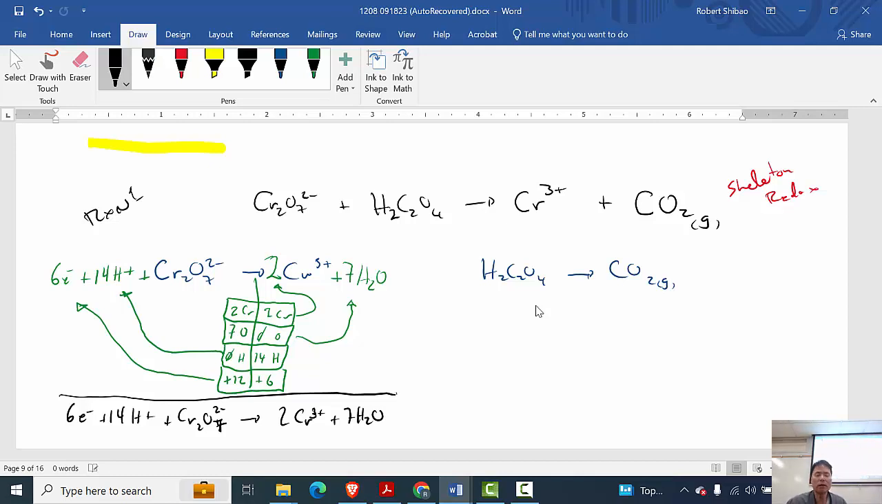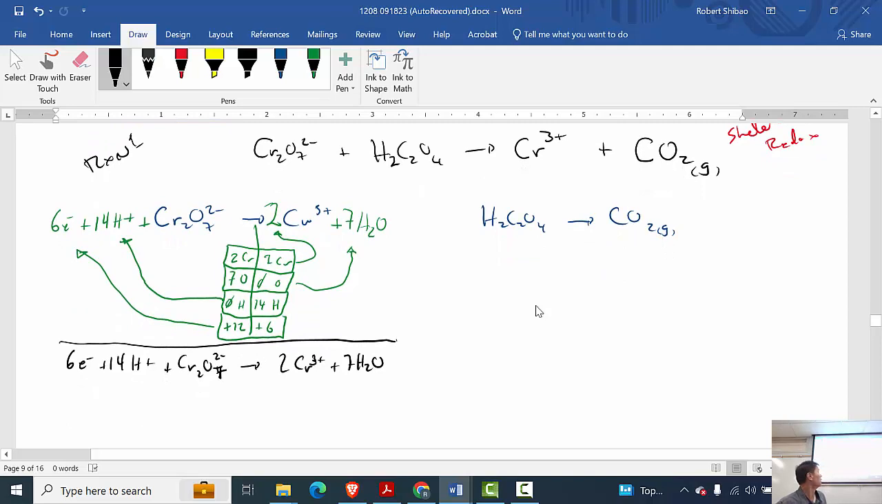Okay, I want to check to see if I made any mistakes here. And so when we check this, we check for atom balance. 14 H's, 7 times 2 is 14 H's, 2 chromiums, 7 oxygens, 7 oxygens. So the atoms are balanced. In addition to checking for atom balance, we have to check charge balance. So 6 electrons is minus 6 plus 14 is going to give us plus 8. Plus 8 minus 2 is going to give us plus 6. So I have plus 6 on the left, and then 2 times plus 3 is plus 6 on the right. Water's neutral. And so this is balanced. We call this a balanced half reaction.